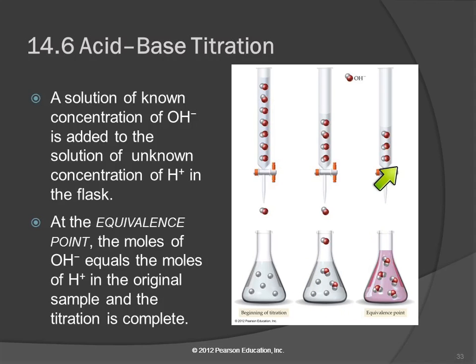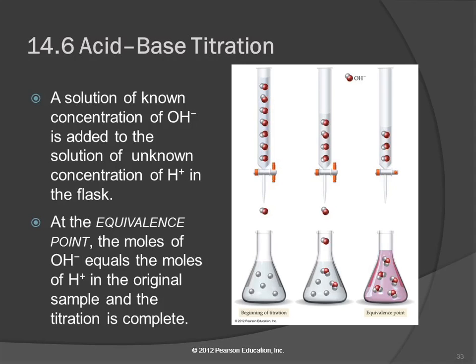At some point, we will add an equal number of hydroxide ions to the number of hydrogen ions that we had in the solution. This is called the equivalence point, where we have equal numbers of hydroxide ions and hydrogen ions, and they form water, and at that point we have no extra hydroxide ions, we have no extra hydrogen ions. Everybody got matched up perfectly and nobody's left out. That's the equivalence point. Well, how do we know when we've done that?